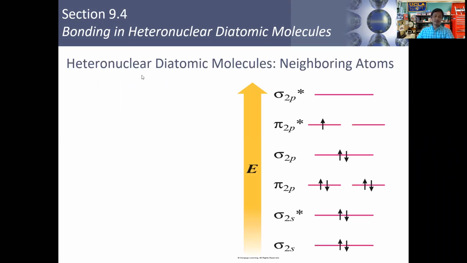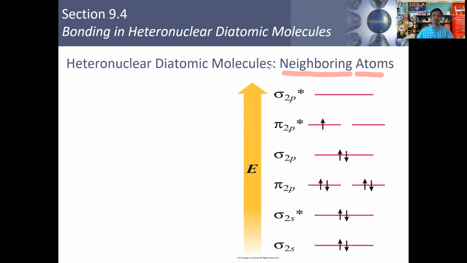That is, how do we deal with what are called heteronuclear diatomic molecules? There are two different instances we have to account for. First of all, the neighboring atoms, that is, atoms that are fairly close to each other. For example, here we have nitrogen monoxide, NO.